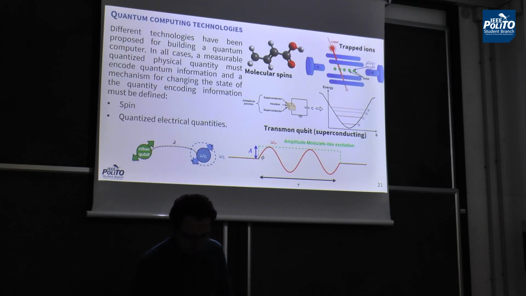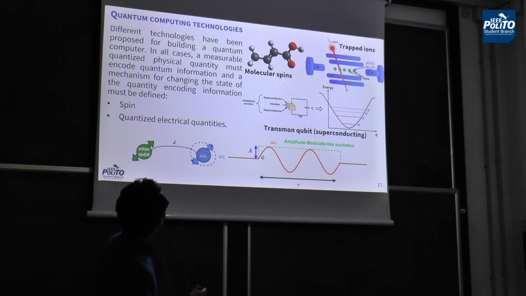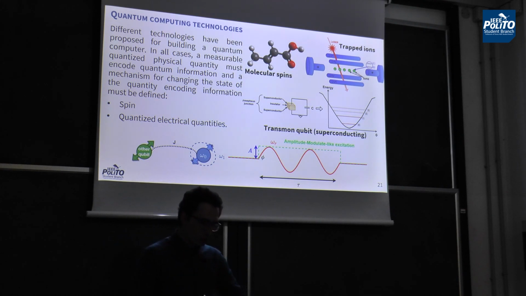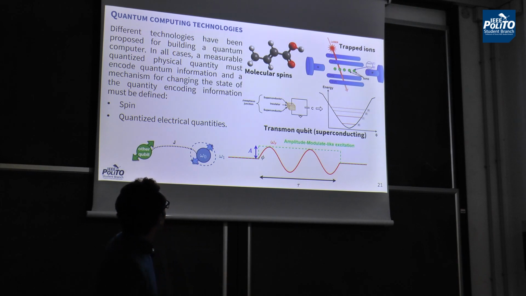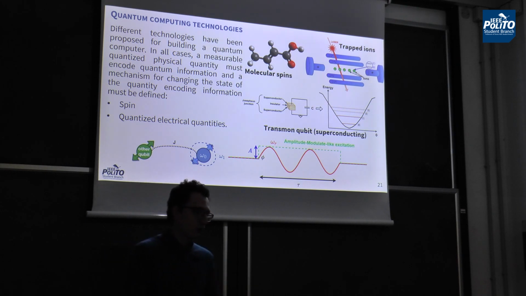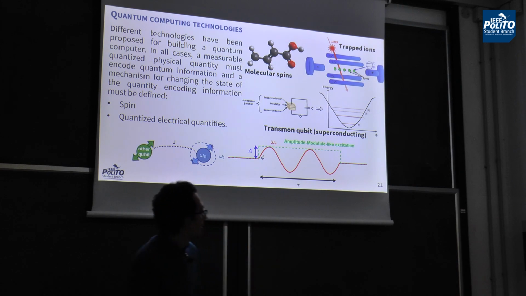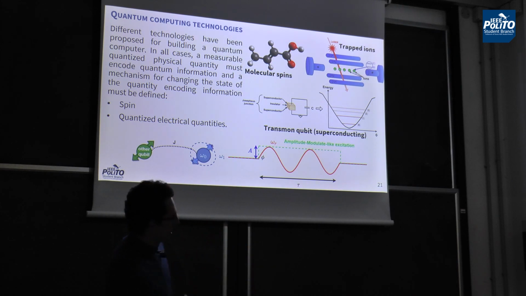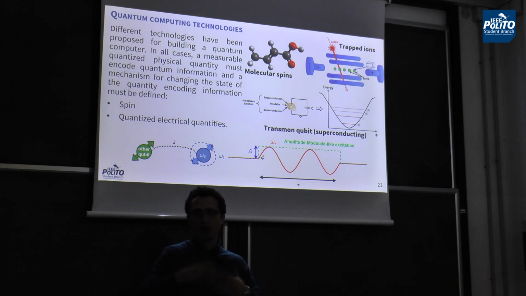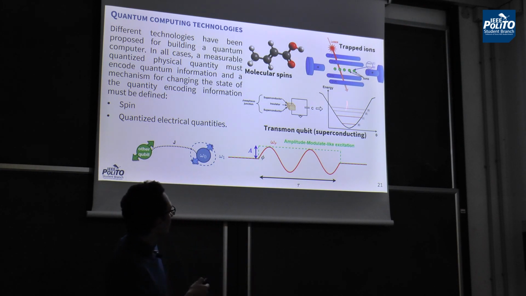Different technologies have been proposed to build a quantum computer. You can see some of these here. Usually the idea is to encode the qubit on a two-level quantum system. For example, a spin system like in molecular spin qubits, or artificial two-level atoms, which is the case of superconducting qubits, where we exploit a nonlinear Josephson circuit that in the quantum regime shows a quantization of the electrical quantities, the voltage and current, of this system.